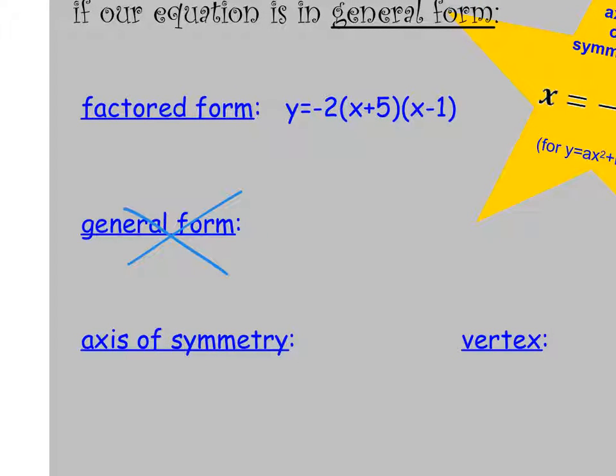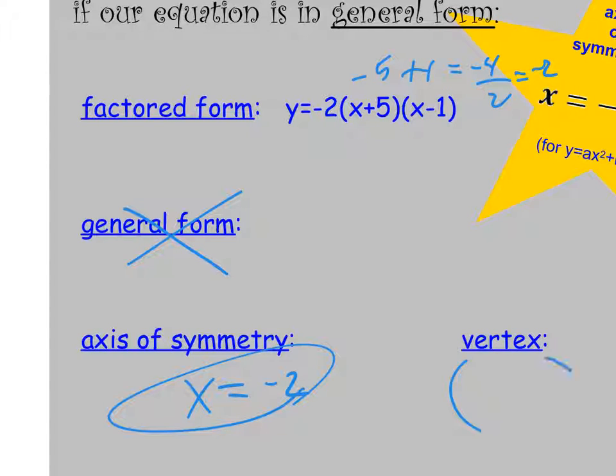How about axis of symmetry? It's x equals something. Do you want to multiply it all the way out and then do -b over 2a? I'd rather not. How about instead we do that deal where it's between -5 and +1. What's exactly between -5 and +1? -2. How'd we get that? We added these together and divided by 2. Okay, so x equals -2.